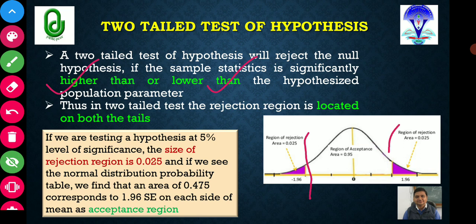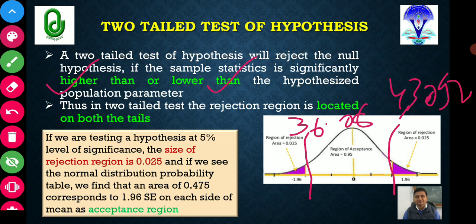If you are setting these values on the graph, they will be lying from here to here. Here it is 36.08, and here it will be 43.92. So if your calculated value is lying in between these two values, then we will be accepting the null hypothesis.